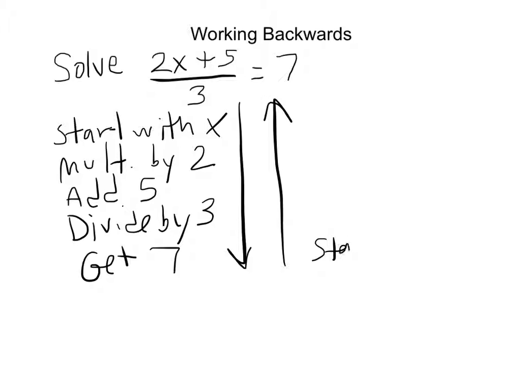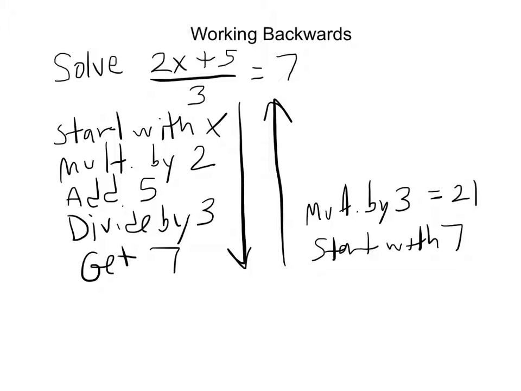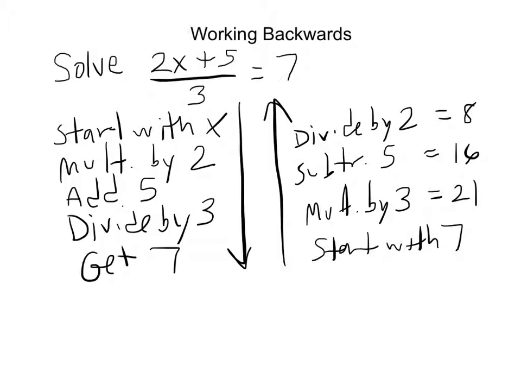So this way we start with 7. And instead of dividing by 3, the opposite is we multiply by 3. 7 times 3 gives us 21. Instead of adding 5, we're going to subtract 5. 21 minus 5 gives us 16. Instead of multiplying by 2, the inverse would be to divide by 2. 16 divided by 2 equals 8. And now we're back to x, except instead of starting with x, we're ending with x. And our last answer there was 8.